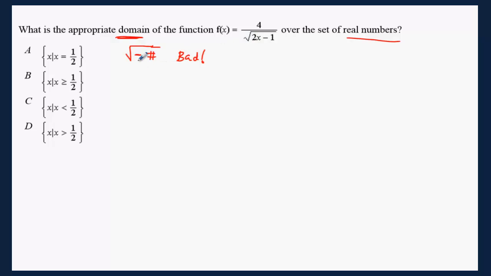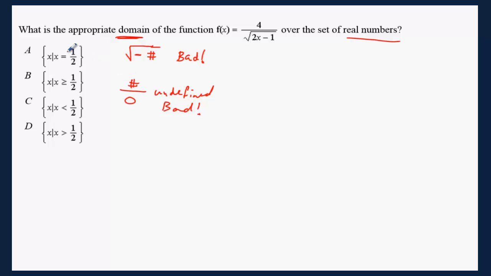The second scenario that you're going to face in this one here is that you don't want to have a number over 0. Any number over 0 is undefined, or we call it bad. This is a bad situation. So just two scenarios that you're going to be careful with, or pay attention to.